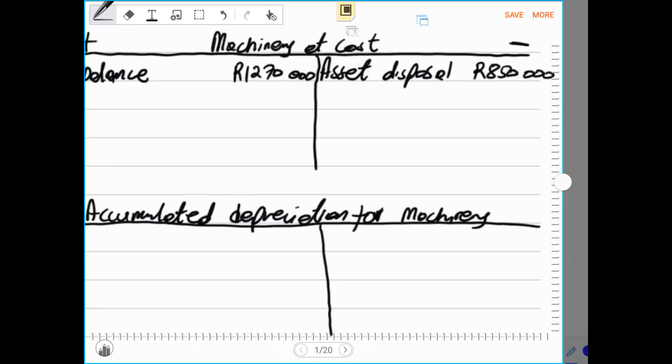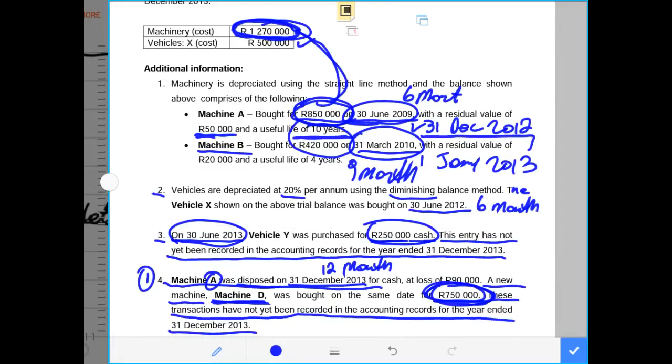Then another question: was there any other machine that was bought during the current year? The answer is yes, there was a machine bought during the current year, and the cost of that machine was 750,000 rands. Let us check whether this machine was bought for cash or on credit.